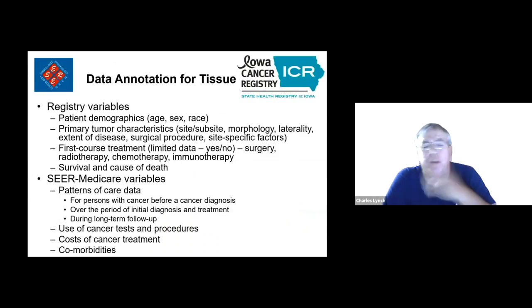So the registry variables that we would have available on tissue that people are interested in: patient demographics, age, sex, race. This would be information at time of diagnosis of the tumor, the characteristics, the site of the tumor, in many cases the subsite coding as well, the morphology, whether it was a squamous cell, adenocarcinoma, sarcoma, etc., the laterality for paired organs, right or left breast, right or left kidney, extent of disease. Was it localized to the organ? Was it spread to regional lymph nodes? Was it spread beyond that to distant metastasis?